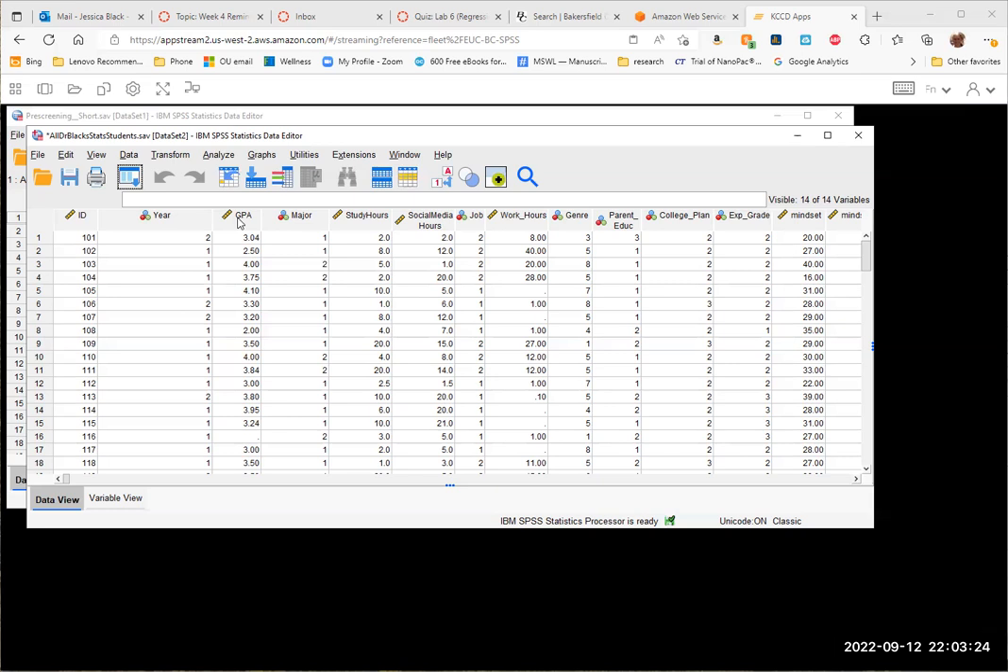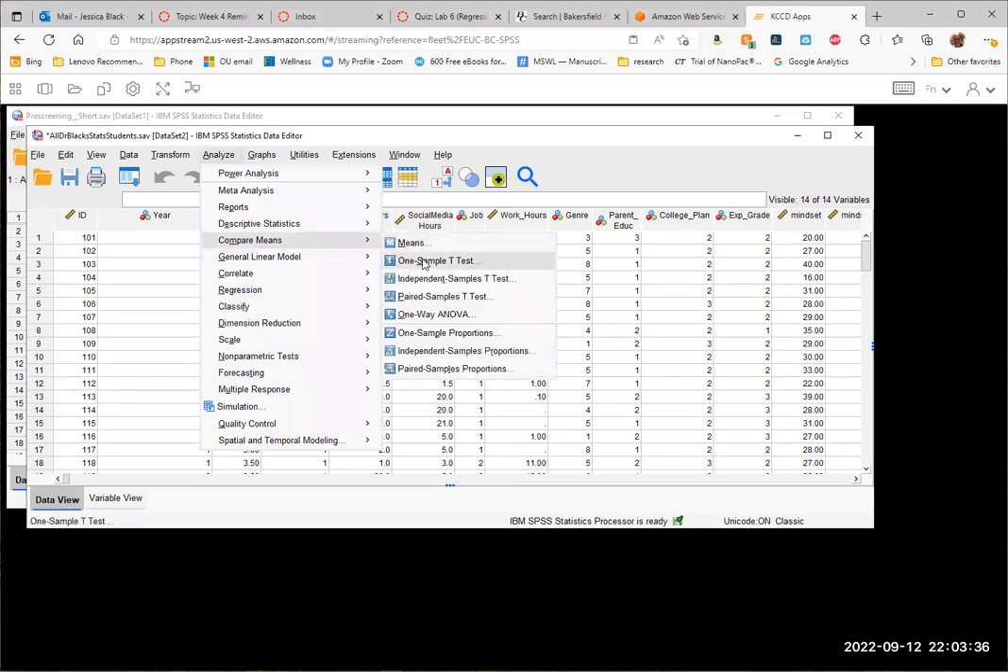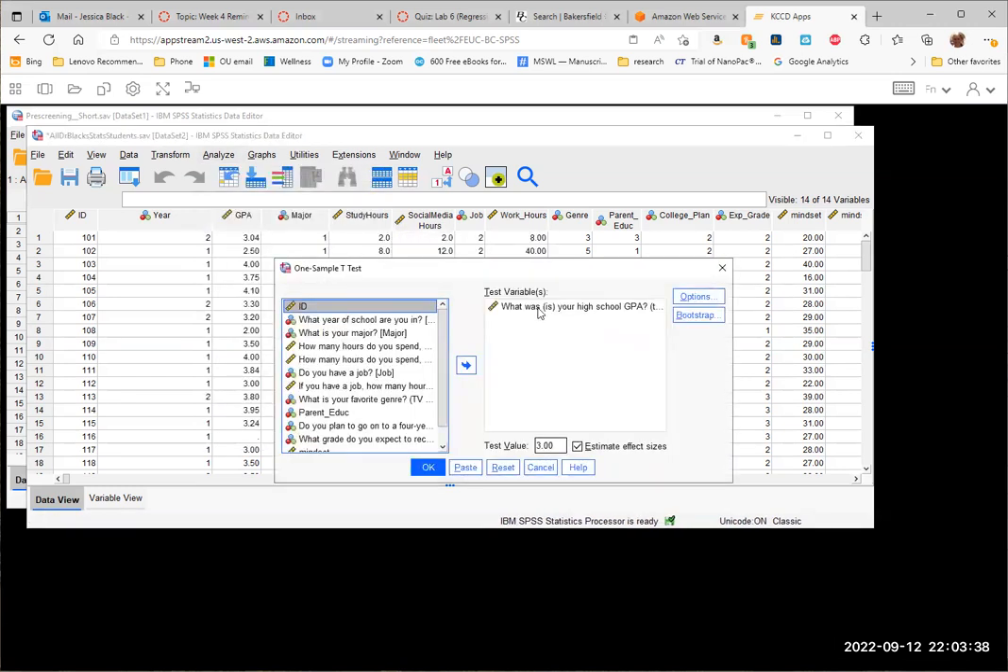If it differs significantly from the national mean, we're not going to make a directional test. We're going to just test whether it's either higher or lower. So we select Analyze, Compare Means, One Sample T-Test. Then we put in the variable, what was your high school GPA? It's right there. Then we have to enter the test value.